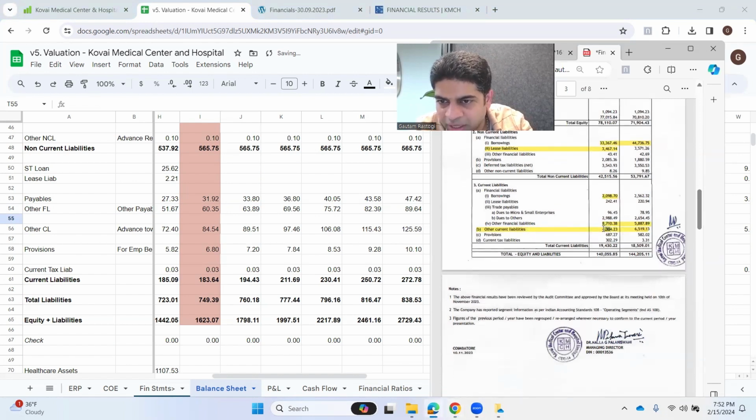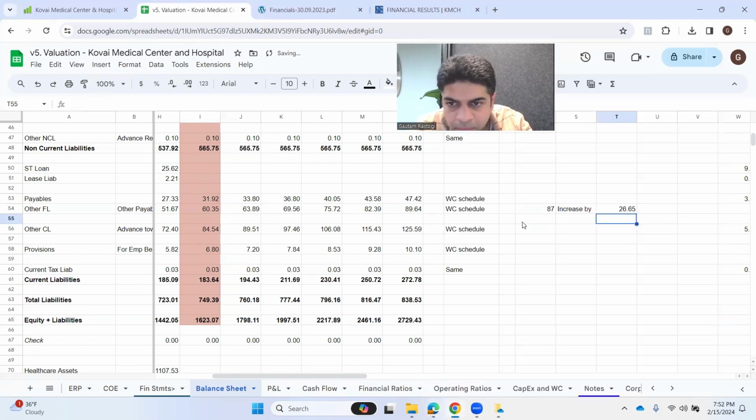Now let's take a look at other current liabilities. It's 43, and our current liabilities is 84. So our current liability is pretty high. So we overestimated here. Okay. So we'll reduce it. Reduce by how much?